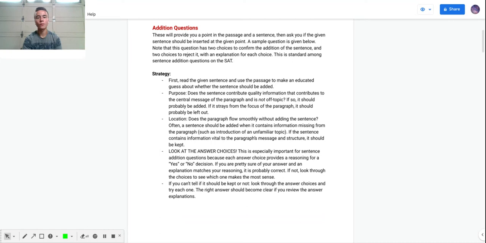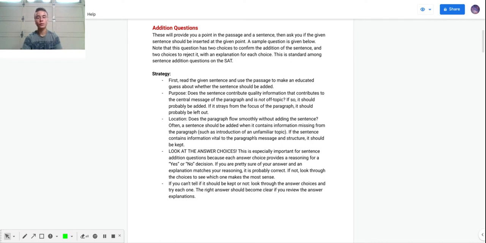During the writing and language test, you always want to read the passage first to get the main idea of it. It's not necessary to spend more than maybe 1 or 2 minutes reading it and get every detail. You should just know the main point of the passage. And for addition questions, you want to look at the specific paragraph that the question is in and find the main purpose of that paragraph.